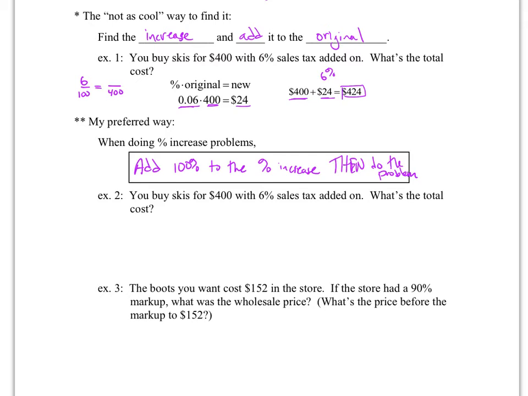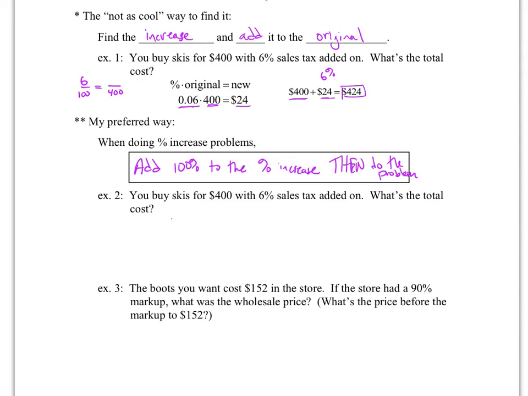So we're going to do the same ski example, so we'll use the same numbers and hopefully come up with the same answer. So we're going to buy skis for $400 with 6% sales tax added on. We have to pay for 100% of the skis. So there's your 100%. That's why we're adding 100 plus 6%. So what's the total percentage we're going to pay?